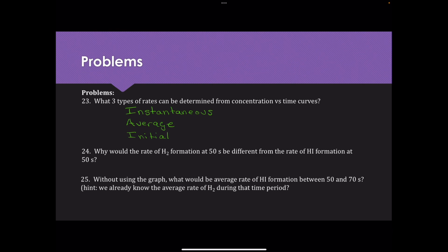Now, we saw with the calculation of the hydrogen's formation at 50 seconds and the hydrogen iodide's formation at 50 seconds, we got different values for those. So we're asked again, why would these be different? That goes back to the balanced chemical equation. For every 1 hydrogen I use, I form 2 hydrogen iodides. So their moles are changing at a different rate. And this is because, again, they've got those different mole ratios.